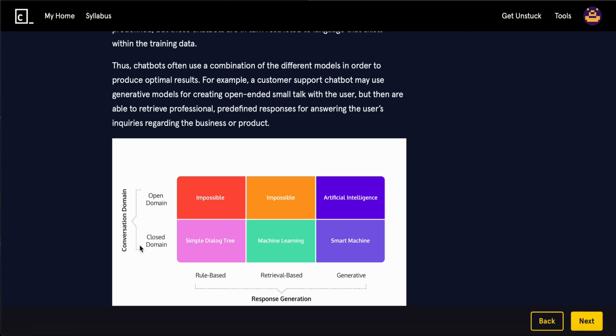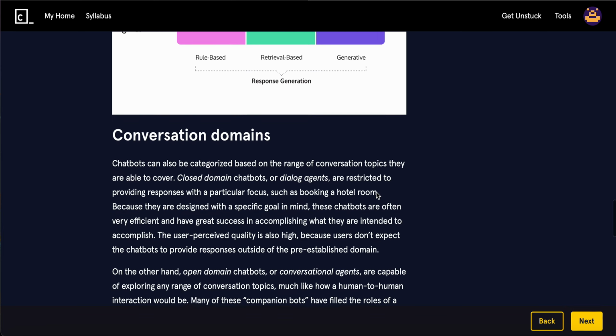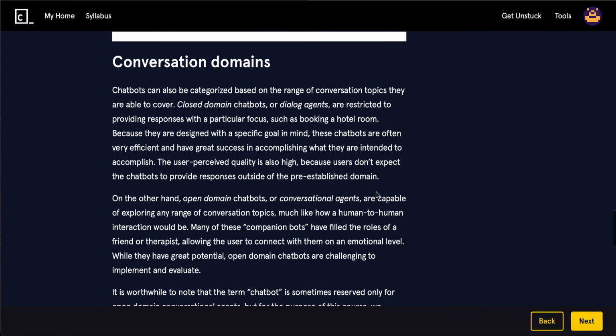So, here's the conversation domain, so the open domain and the closed domain. We have rule-based, retrieval-based, and generative. So rule-based is the simple dialogue trees, retrieval-based is machine learning, and generative is smart machine or artificial intelligence. Now, conversation domains.